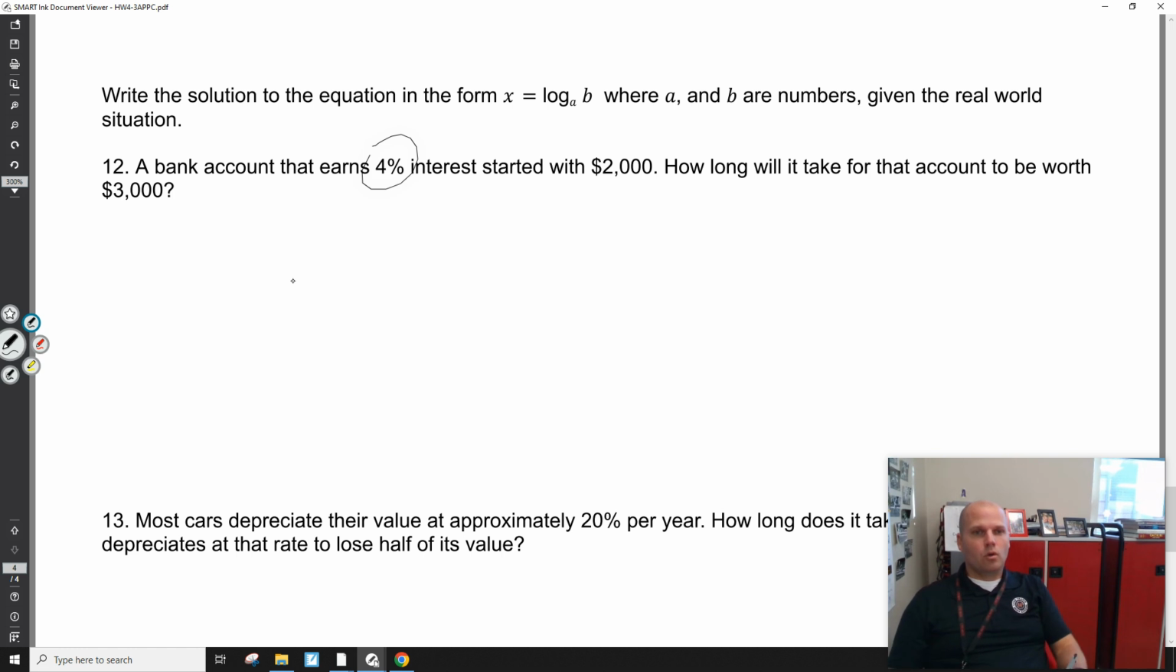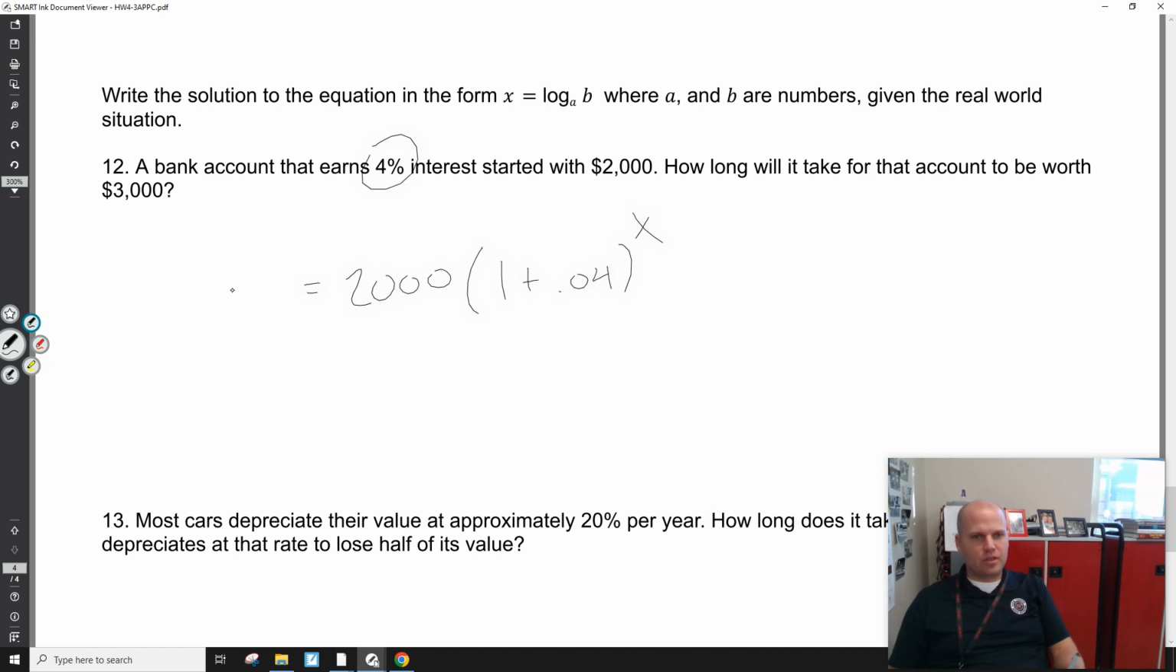Anyways, we started with $2,000. How long will it take for the account to be worth $3,000? Well, let's start with our equation. It would represent the growth of my $2,000. 2,000 times 100%, add 4% per year.